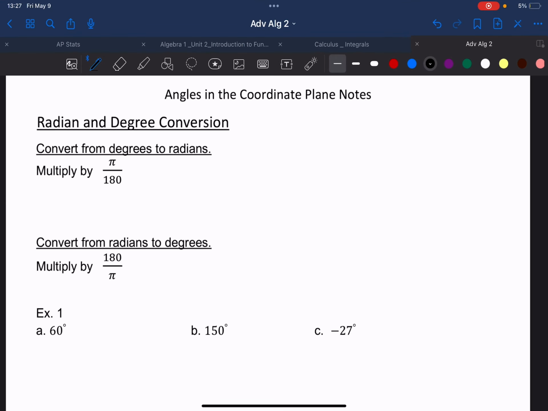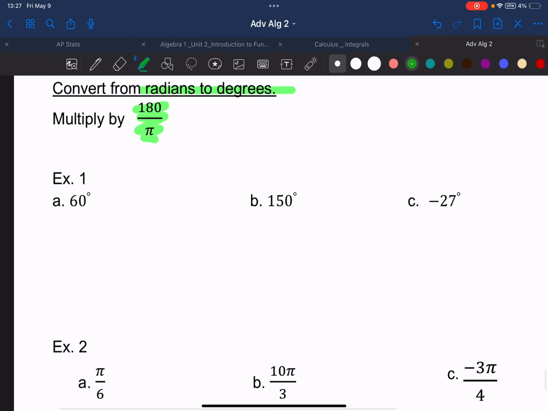Angles in the coordinate plane notes. So in these notes, we're going to talk about how to convert from radians to degrees and then from degrees to radians. To go from degrees to radians, we're going to multiply by pi over 180. And then to go from radians to degrees, we're going to multiply by 180 divided by pi. So let's look at the first example here.